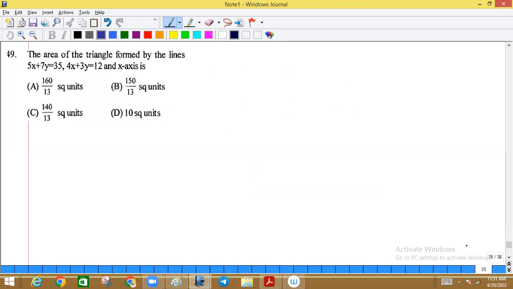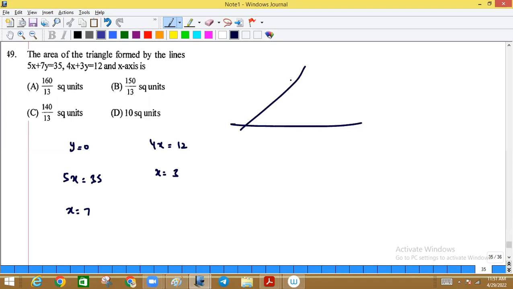The area of the triangle formed by the lines and the x-axis. X-axis means put y = 0 in line 1. 5x = 35 means x = 7. 4x = 12 means x = 3. So what is the base? If it is 3 and 7, the base is 4. What is the height? How do I find out the height?